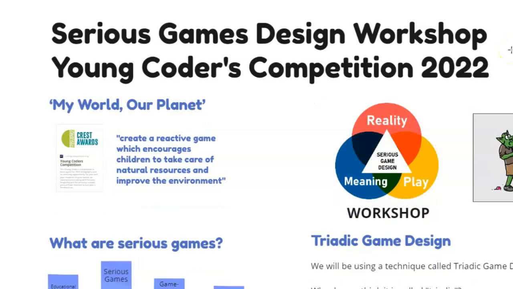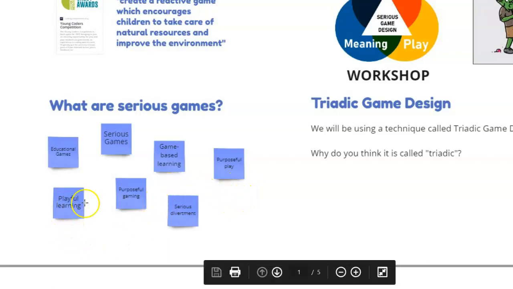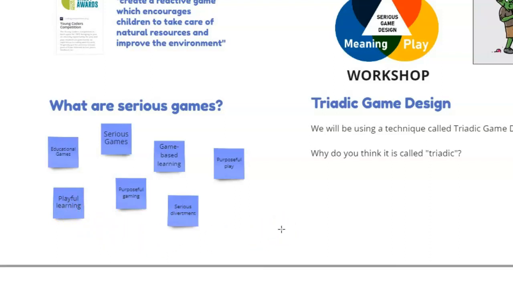So the context of this STEM ambassador work is the Young Coders competition, which I'm supporting the classroom teacher in delivering this year. And we start by just talking a little bit about what are serious games. And serious games is a contested term, not everybody uses it. And it can mean different things in different contexts. So I just want to make sure that the kids understand that it encompasses game-based learning, purposeful play, purposeful gaming, and one of my favorites, playful learning. So there's a lot of different terms and terminology, but they all basically mean the same thing, which is games for a serious purpose or games for a learning purpose.